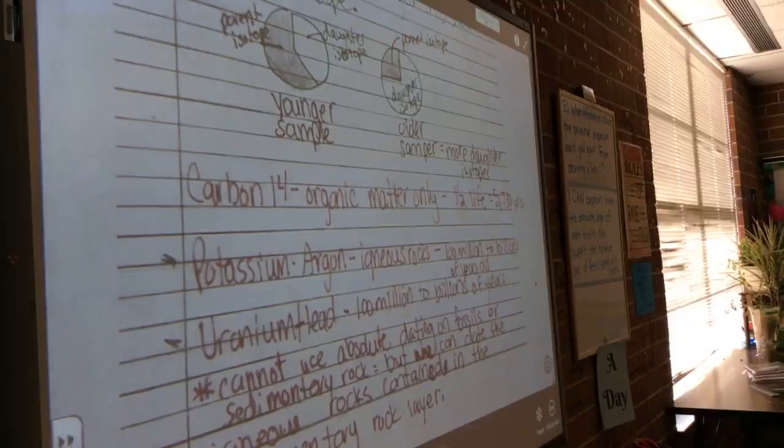So the star down there says we cannot use absolute dating on fossils unless it's carbon-14 or sedimentary rock. Why?